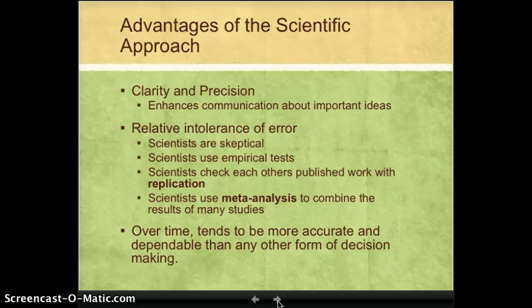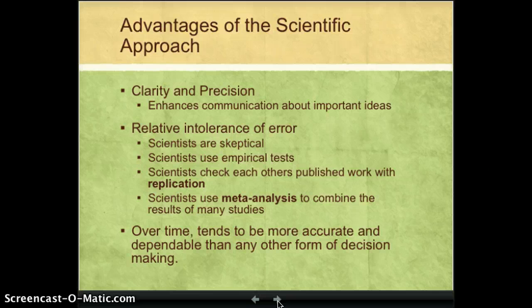Some other advantages of the scientific approach are that over time, science is relatively intolerant of error. This is because scientists are skeptical. We don't just take one study's results. We have to have multiple studies. We question, we challenge, we test, we push, we repeat.